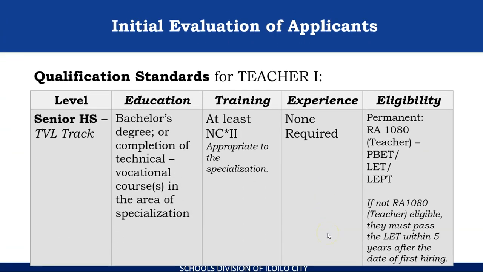For senior high school TVL track, bachelor's degree for education or completion of a technical vocational course in the area of specialization. For training, at least National Certificate Level 2, appropriate to the specialization. No requirement for experience. For eligibility, for the permanent positions, RA 1080 for teacher or PIBET, LET, LEPT eligibility. If not RA 1080 eligible, they must pass the LET within 5 years after the date of first hiring.